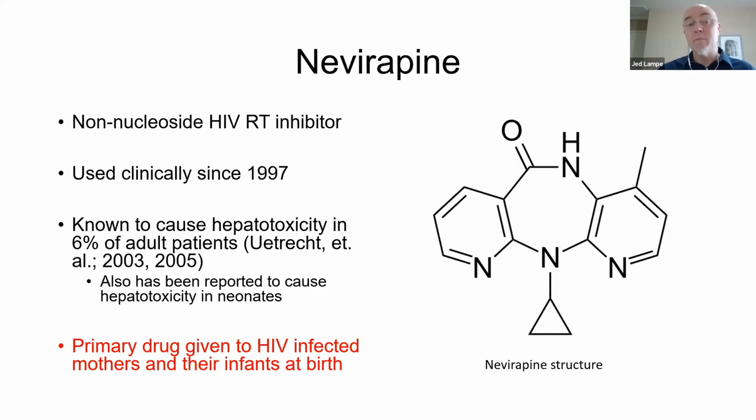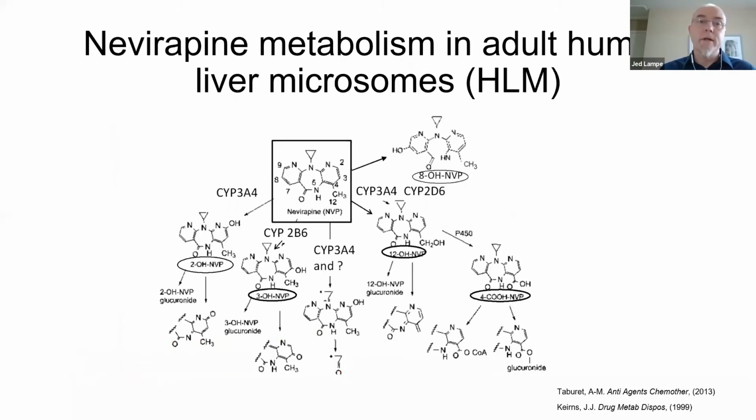It's also the primary drug given to HIV-infected mothers and their infants at birth. Certainly, this is pretty prevalent in the third world, where nevirapine is off patent now. So it's one of the cheaper and more effective anti-HIV agents. So it's typically given to pregnant women and their infants.